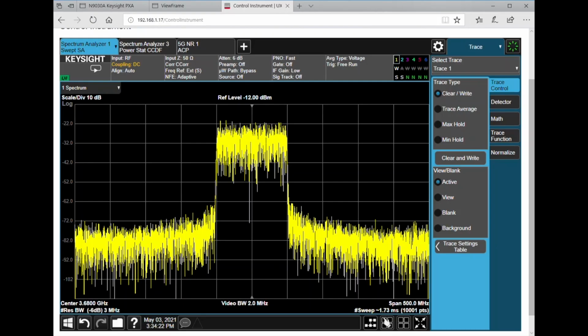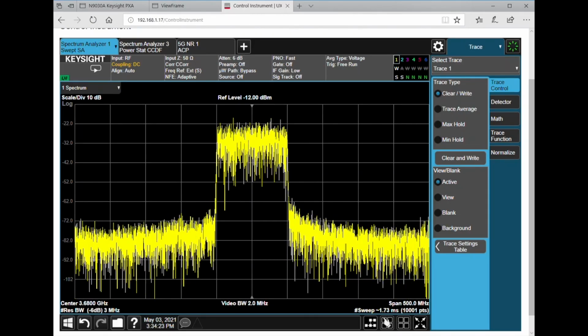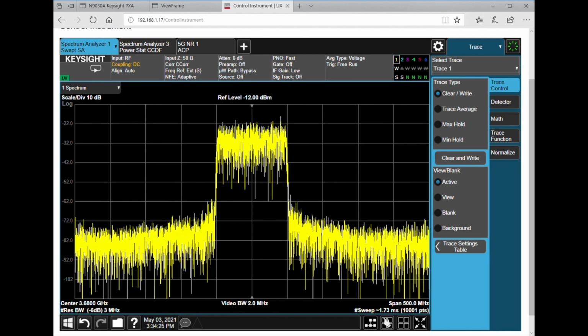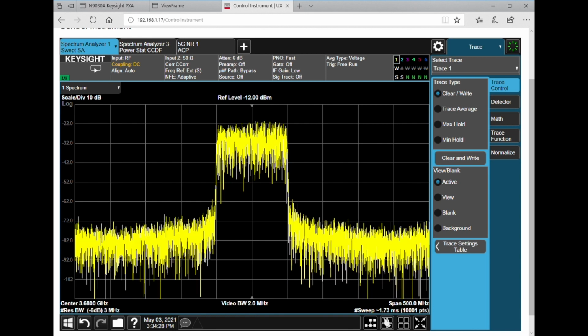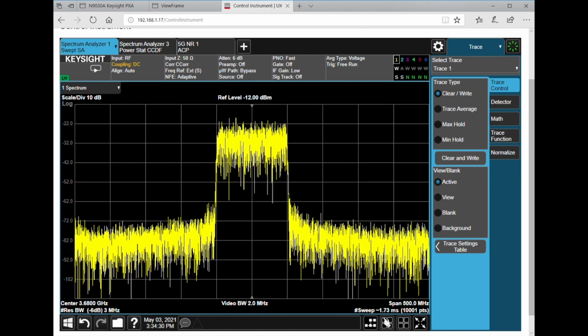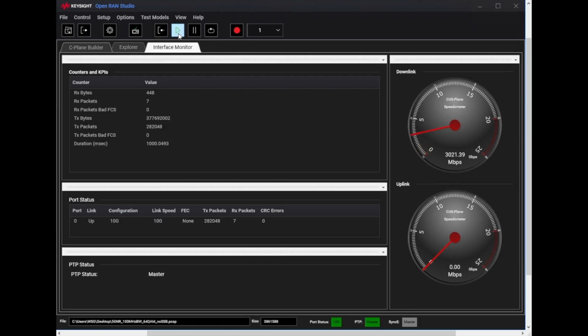Once timing and synchronization is achieved, we can transmit over the user plane. Here, we are showing one stream, or eAxC, containing a 100 MHz 5G NR component carrier. The data rate throughput in this case is 3000 megabits per second over the front haul. Next, we turn on block floating point IQ compression and watch as the front haul data rate drops to 1800 megabits per second for the same component carrier bandwidth.